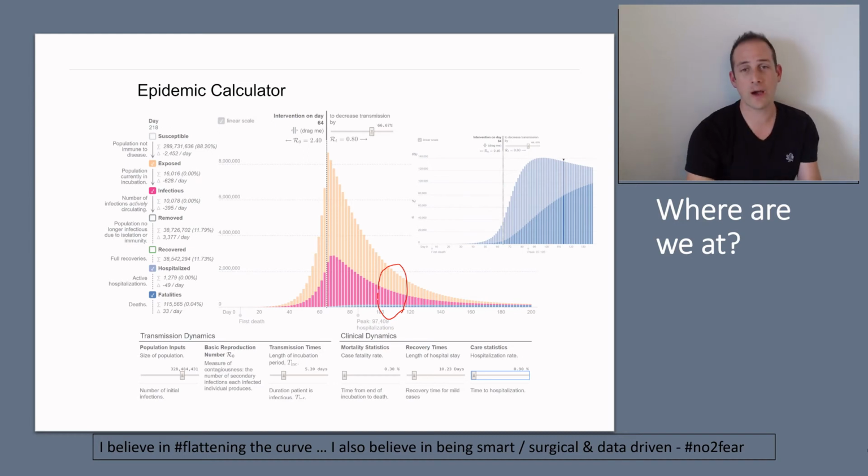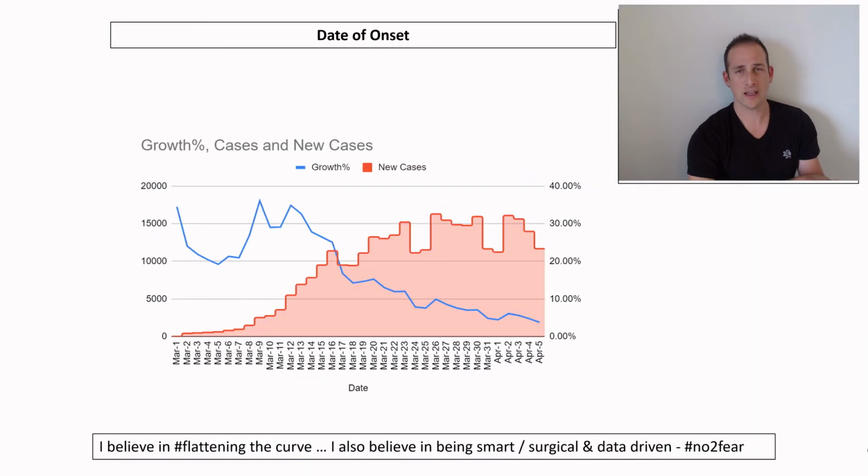how do we know where we're actually at on the curve? Well, now we have data in hindsight that shows us that. Particularly, you can see by date of onset, we were growing 30% day over day, right? Especially through early to mid-March.